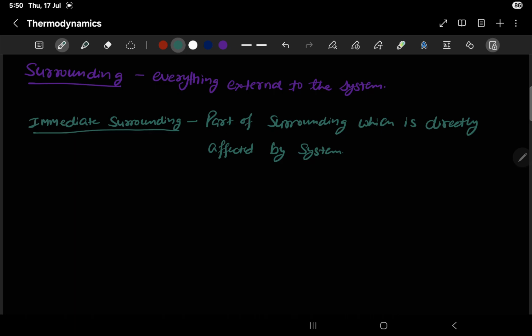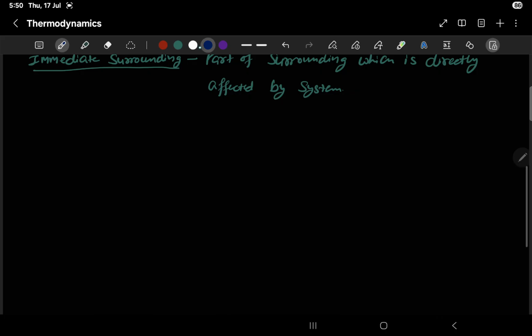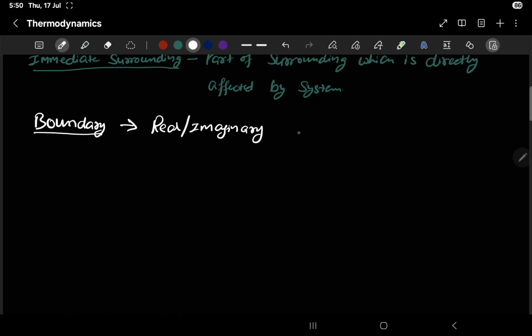Okay, so there is another term called boundary, and this is an important term. So now the question is, what is boundary? Boundary is a real or imaginary envelope that encloses the system, and it is called the boundary of the system.